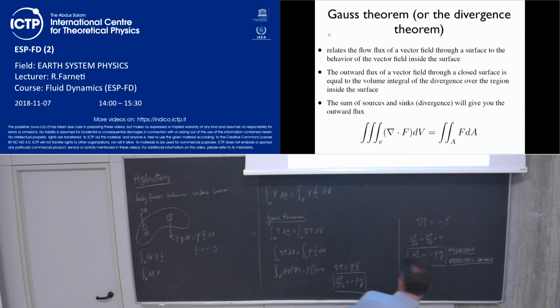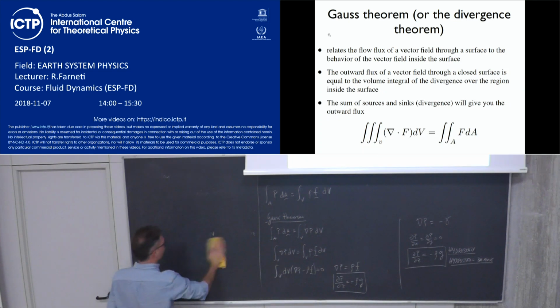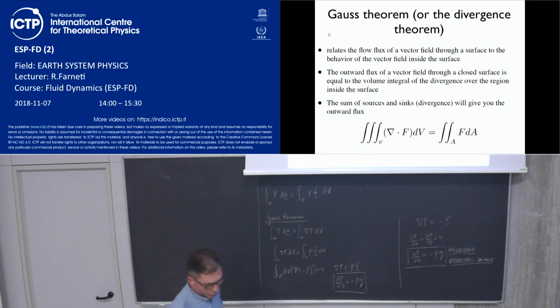Okay, so hydrostatic balance: simple, derived from static conditions, so there is no acceleration and no shear stresses acting on the fluid. So there's a balance between the surface force, which is just pressure, and the body force, which is just the gravitational force. So how is this used?